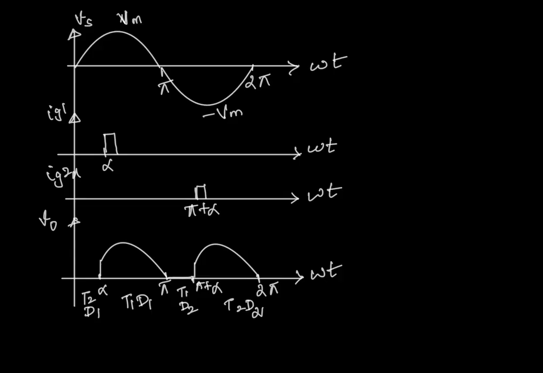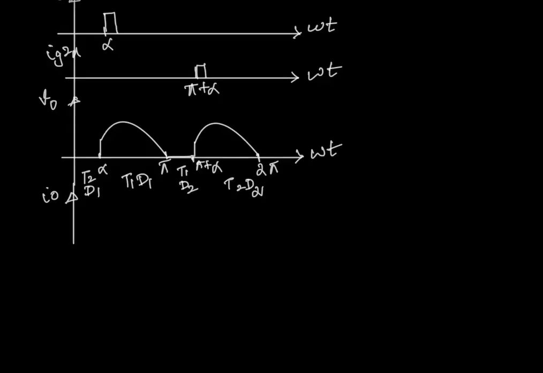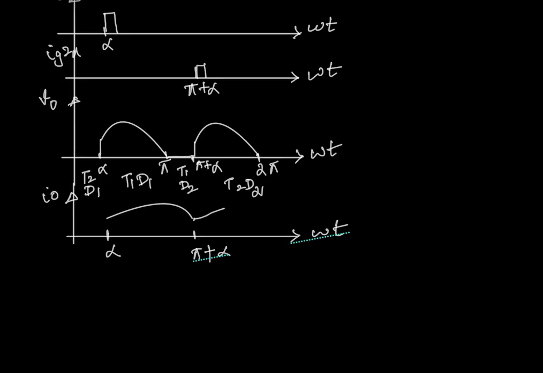Now we can draw the output current I0. The output current I0 is a continuous current. At the time of triggering, the output current will start from a value greater than 0, and at pi plus alpha, it reaches the same value, and then again the current will start increasing.